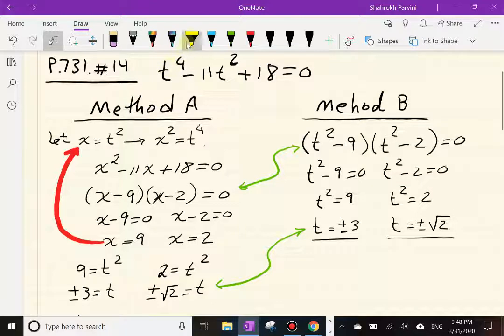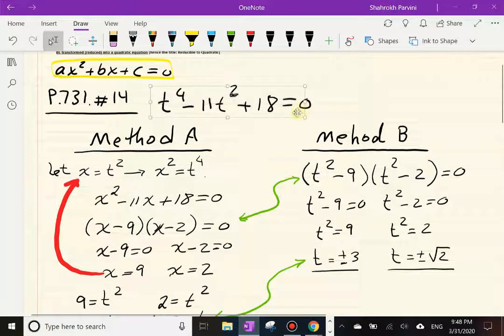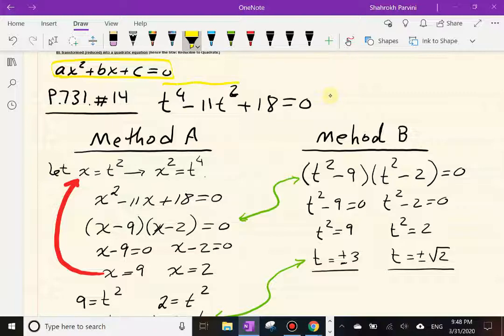Using this method, in effect, we were able to reduce this equation, let me go here and actually highlight it. There you go. We were able to reduce this equation into a quadratic equation, and hence the title of the section, Equations that are Reducible to Quadratic.